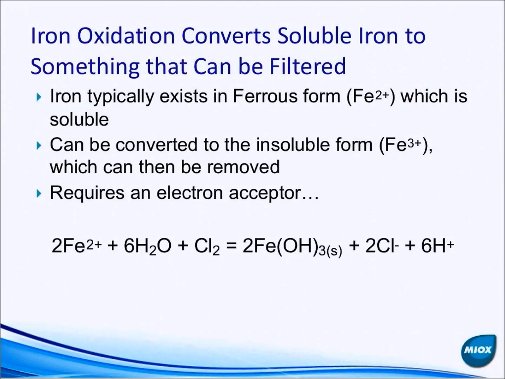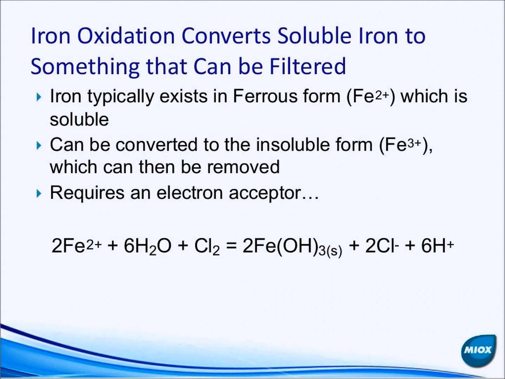So iron oxidation converts soluble iron into something that can be filtered is the best way of describing this. So iron typically exists in the ferrous form, which is a +2 state, which is soluble in a groundwater supply. This can be converted to the insoluble form, in essence, by removing electrons, so through an oxidation process. So then that iron, when it turns into the +3 form, will combine into stuff that is solid and then precipitate out. So this does require an electron acceptor. The formula that you're looking at down below is the chemical reaction when you're looking at chlorine.